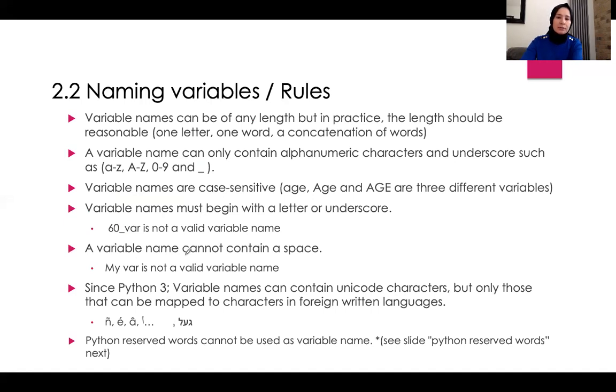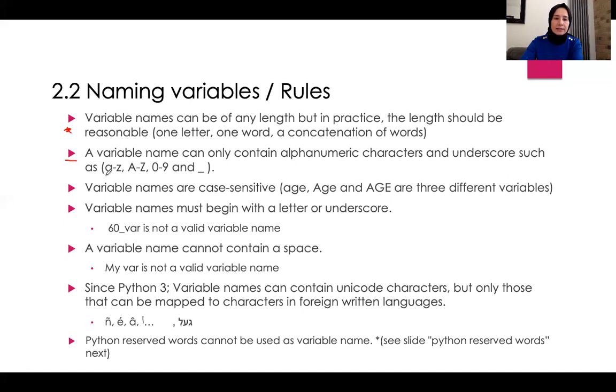And there are some rules for naming variables. Let's start from the first one. Variable names can be any length, but in practice, the length should be reasonable. So one letter, one word, a concatenation of words. You should keep the variable names reasonably long. Otherwise, it will be difficult when you are reusing your variables. And a variable name can only contain alphanumeric characters and underscore.